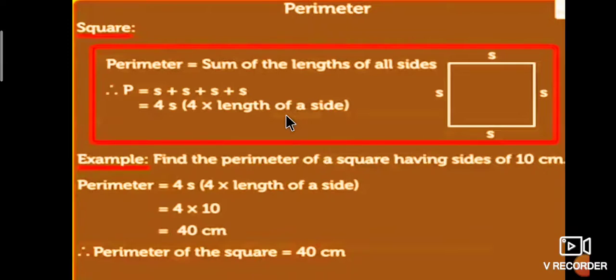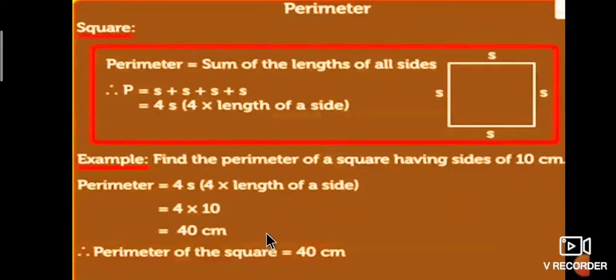It is the formula of a perimeter of square. Next one is: find the perimeter of a square having sides of 10 centimeter.